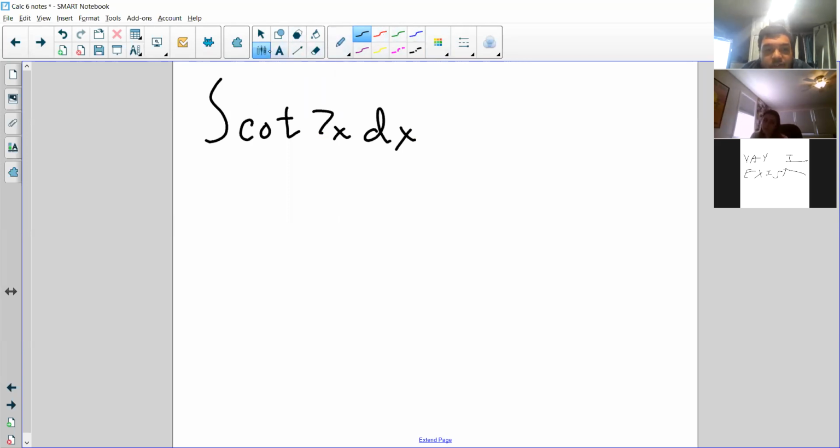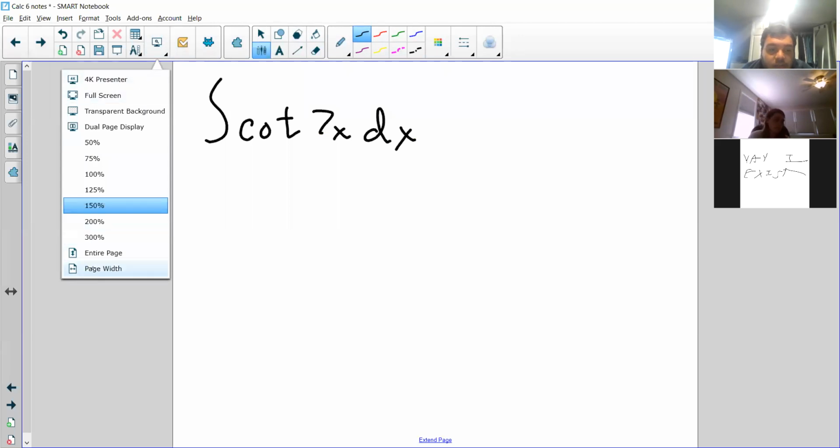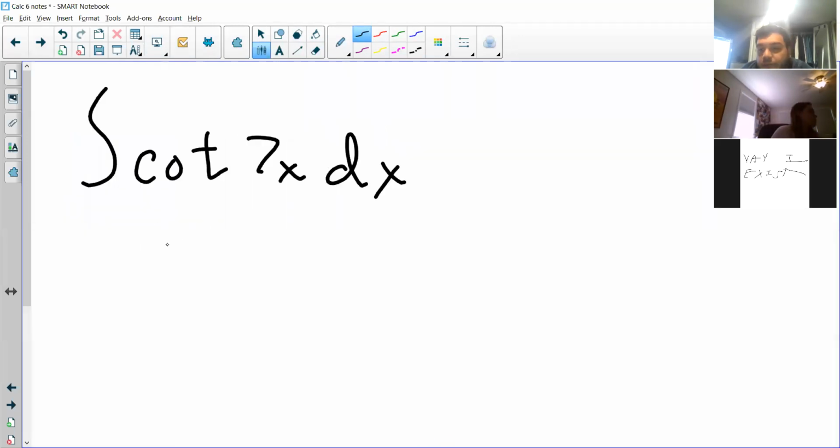Now, if it was just cotangent x, all you would have to do is do the antiderivative of cotangent x. But because you have the 7x in here, we're going to have to figure out how to break that up, in part because we have a cotangent and we have a 7x inside the cotangent, and that makes it a little bit different. We need to figure out how to antiderive.